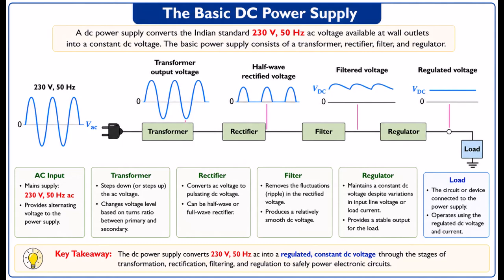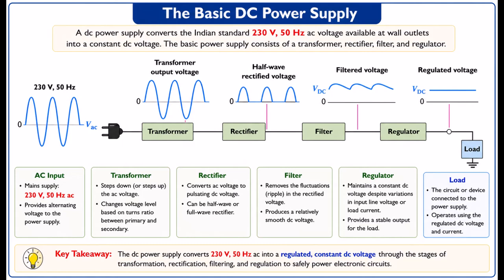Let us summarize the complete process. The AC input provides 230 volts at 50 Hz. The transformer changes the voltage level and provides isolation. The rectifier converts AC into pulsating DC. The filter reduces the ripple and produces a smoother DC voltage. The regulator maintains a stable output despite changes in the input or the load. Finally, the regulated voltage supplies the connected electronic circuit.